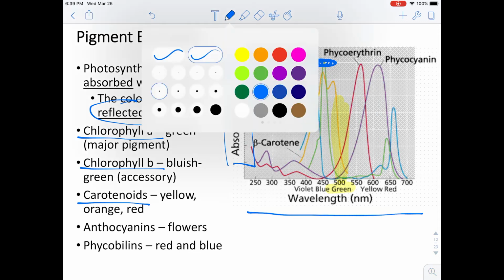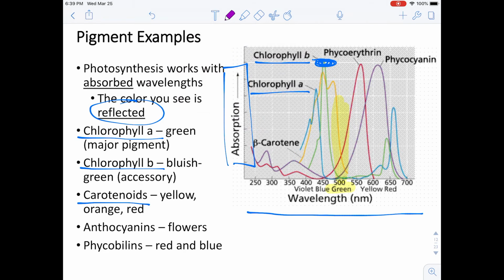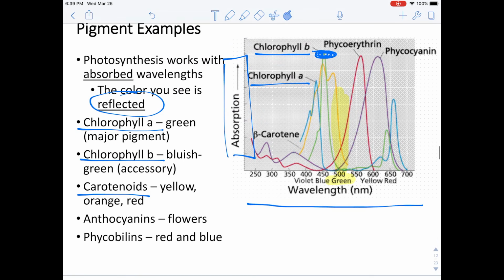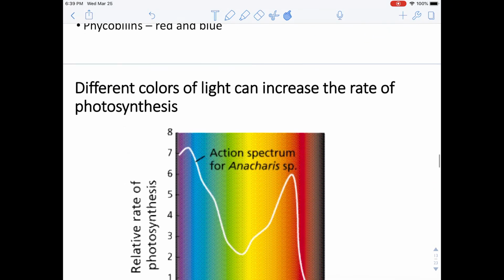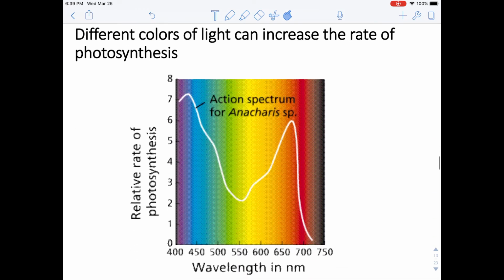It's just a way to maximize the process of photosynthesis. How can I maximize it? Well, let me just have extra pigments that can absorb at different wavelengths, and then I can absorb as much sunlight energy as I can. Here's another graph in a different way, but same idea.